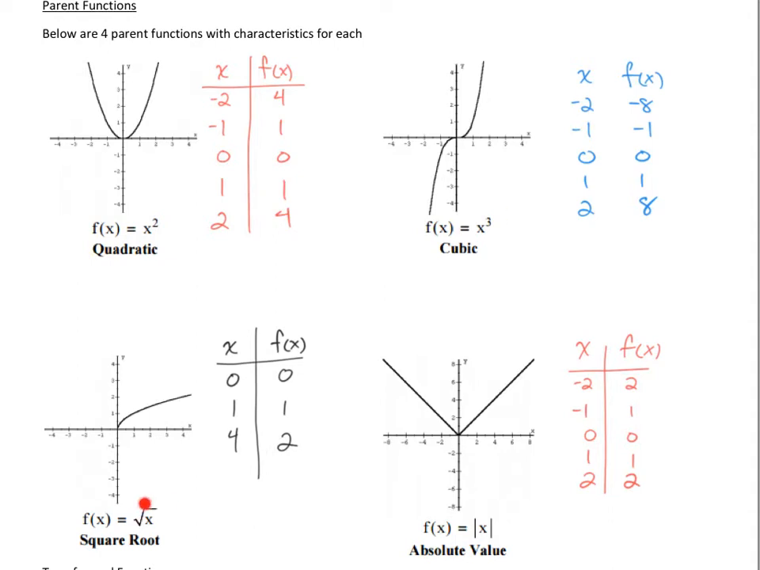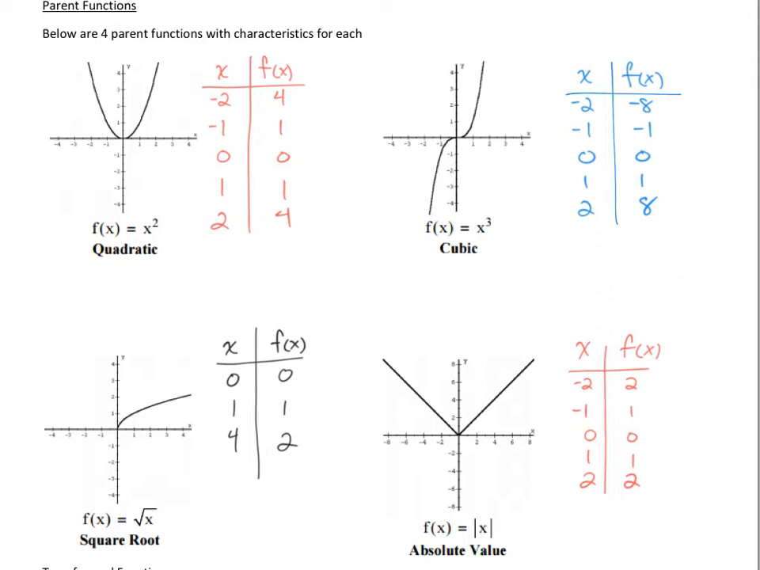A square root function, that's pretty self-explanatory, just by looking at the equation here. And then the absolute value function, we put the absolute value bars around the x. So you may have noticed that over here in these different colors, we have these tables. And these tables are the parent tables for these parent functions.